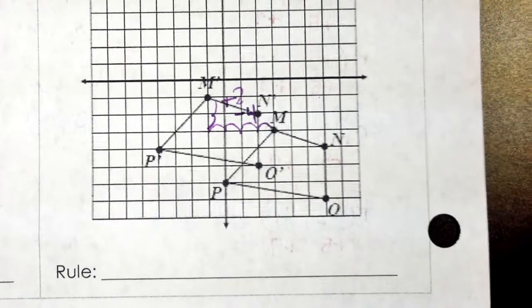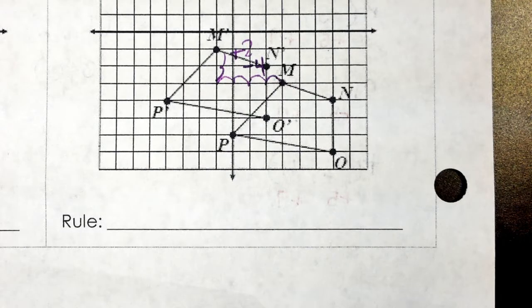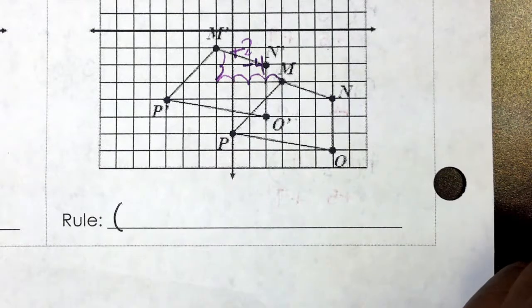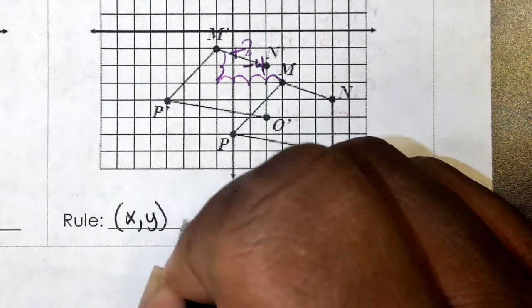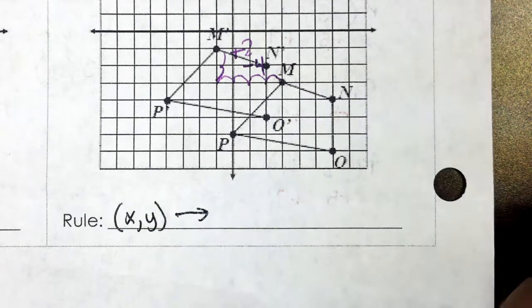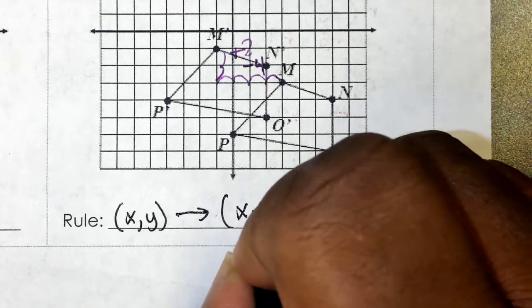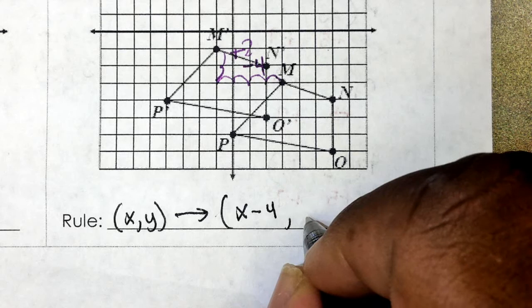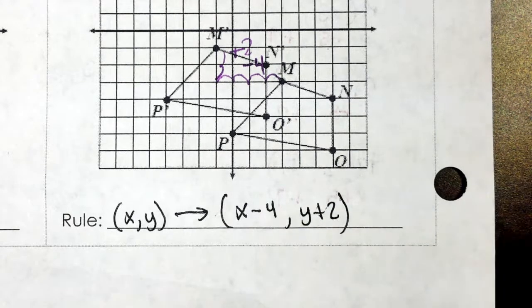Alright, so Mike, when we writing, write the mapping rule. Alright, if y'all can get that, I promise you translations don't get no harder than that.